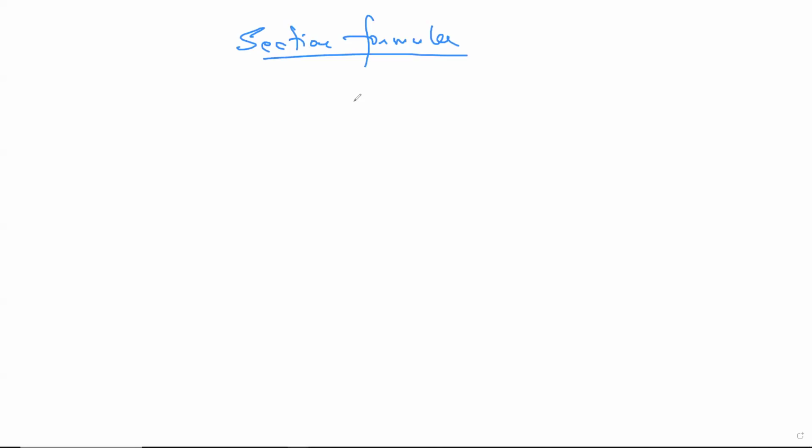Fine. So again, when it comes to section formula, what we learned in 10th standard is almost the same. It's just that we learned two formulas right now. One is what if the ratio divides internally?